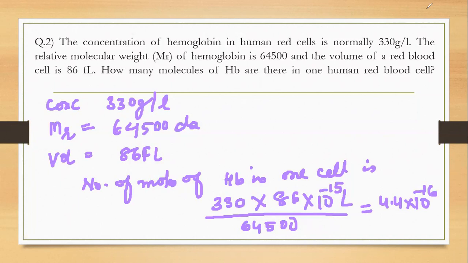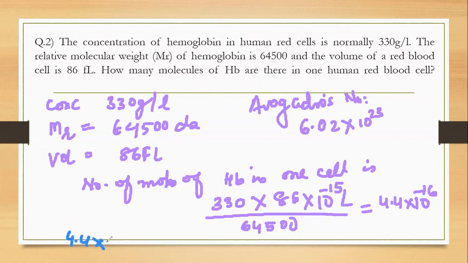So what is Avogadro's number? This is something you should never forget. That is 6.02 into 10 raised to 23. So in order to get the correct answer, that is the number of molecules of Hb, you just have to multiply with Avogadro's number, which is 6.02 into 10 raised to 23. So how much are you going to get? Around 2.6 into 10 raised to 8.